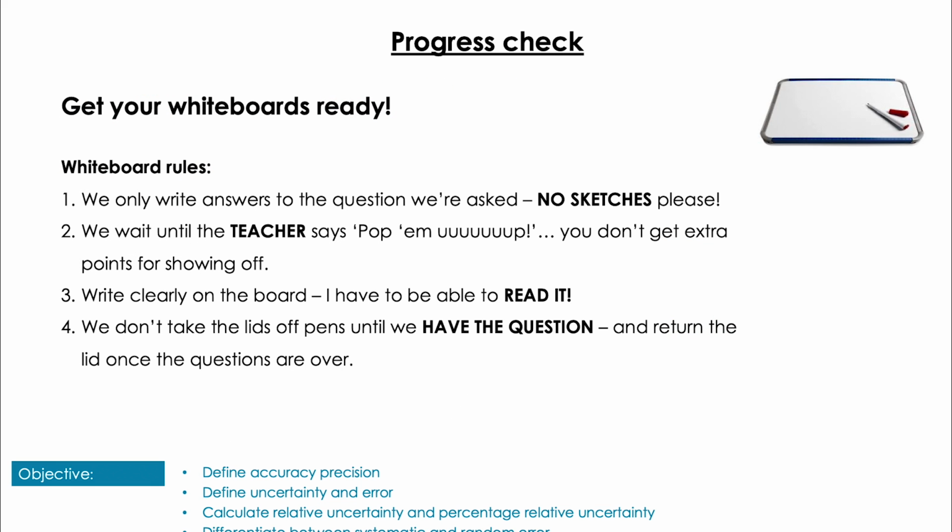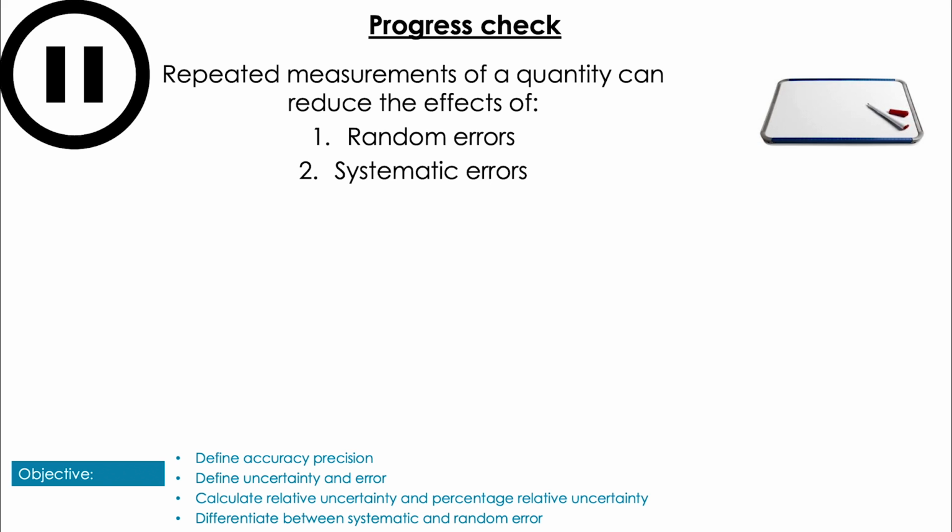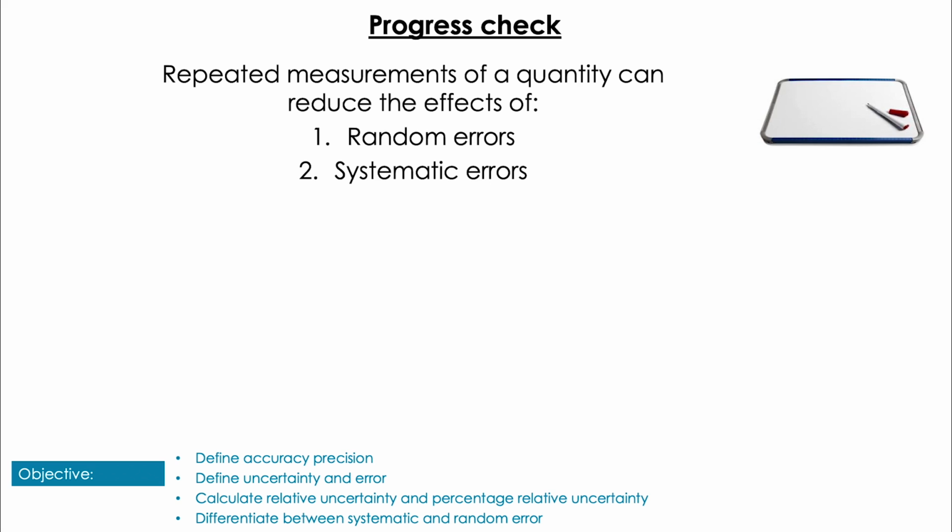Okay, time to test yourself out on random and systematic error then. First question: repeated measurements can reduce the effects of either random or systematic errors. Which one? Pause the video to give yourself a moment. Pop 'em up! Of course, we just said that systematic errors cannot be reduced by repeating the experiment, so the answer is, of course, random errors.